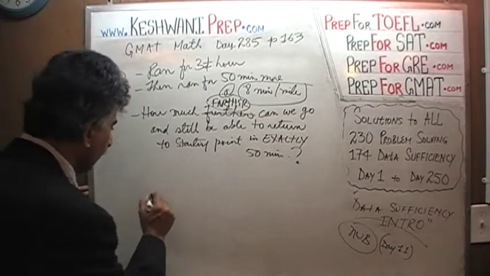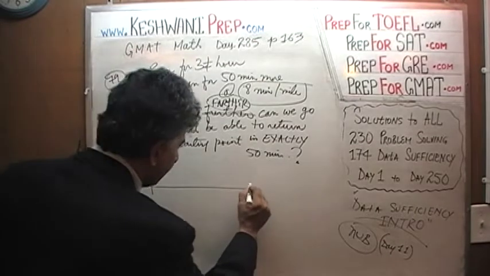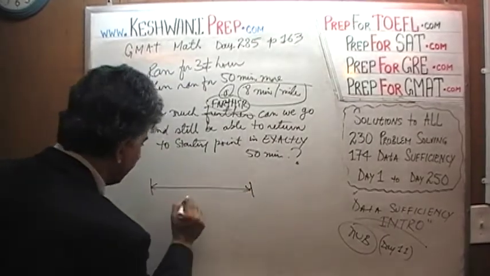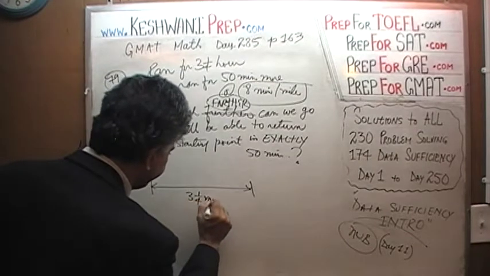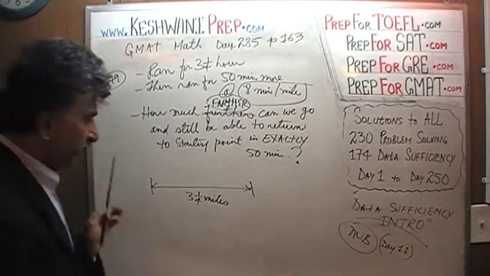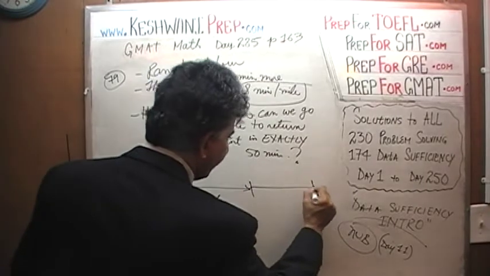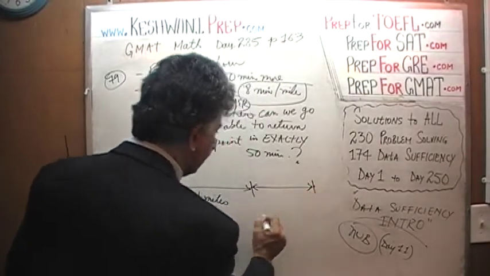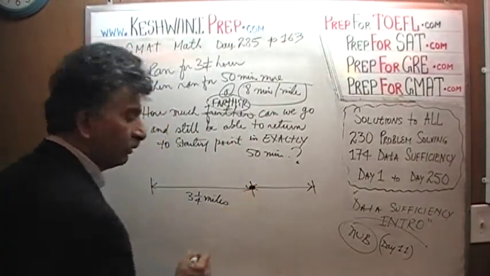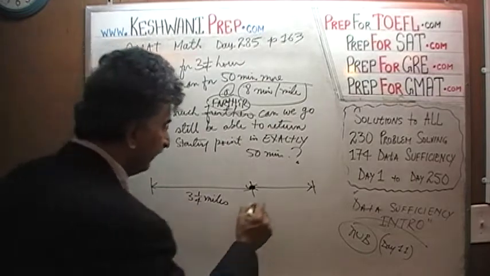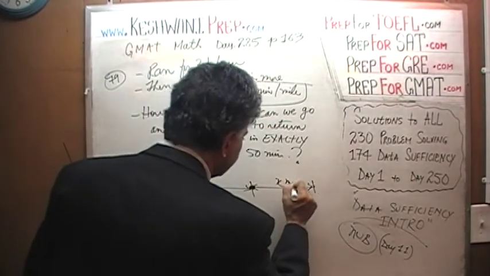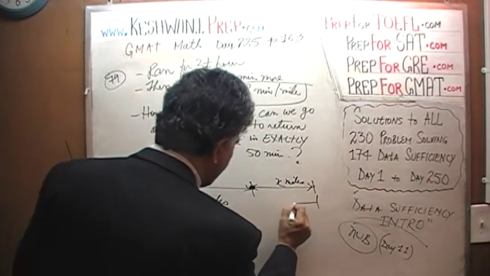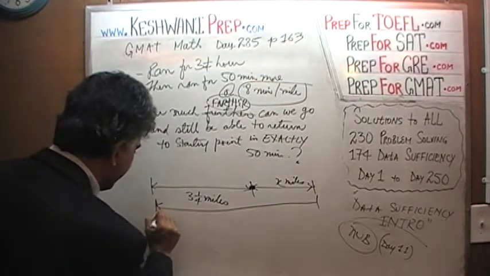So here's what's going on. We started our jog here. We have run 3¾ miles already. And from that point, we decided we're going to run for exactly 50 more minutes. So let's say we ran x miles. And now we have to be able to come back all the way to our starting point.